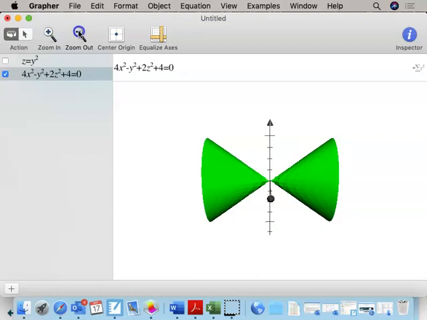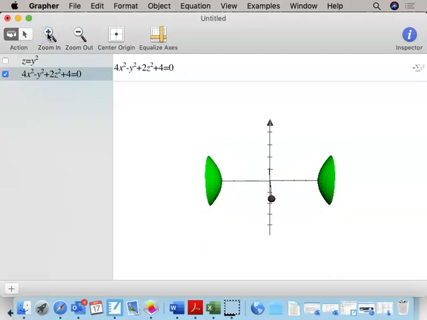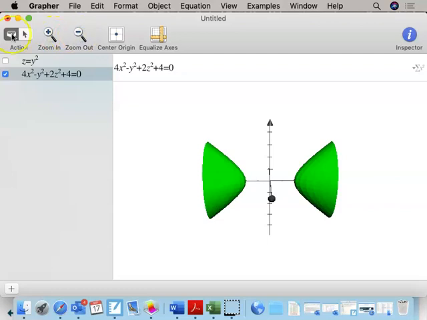Wait, what's the equation for one sheet again? Oh, I think I was zooming out and I should have been zooming in. All right, let me get this out of here. There we go. Oh yeah, they're totally separated. Yeah, it's definitely 2 sheets.